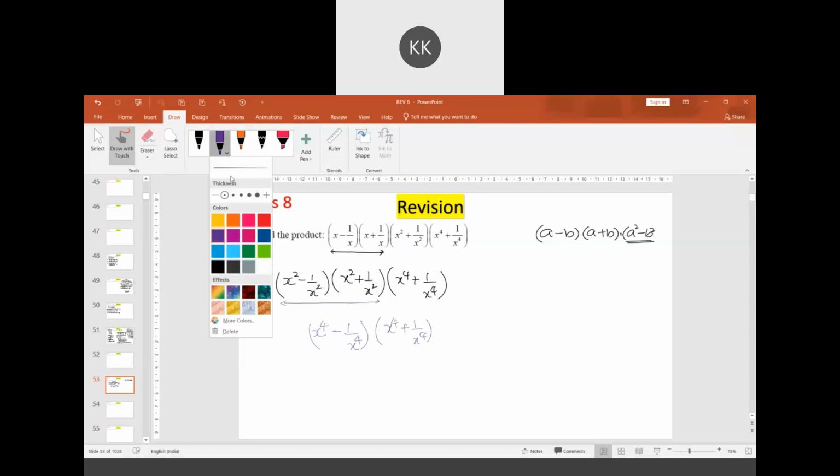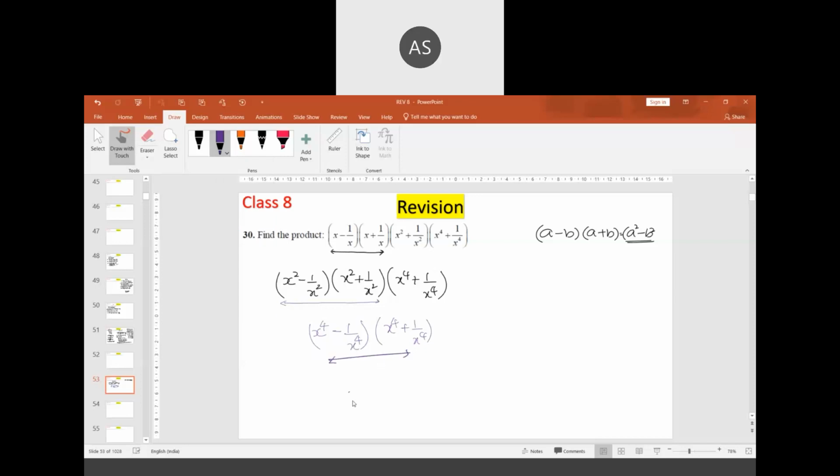Once again, we can use the identity for these two. It becomes x⁸ minus 1/x⁸. And this will be the answer.